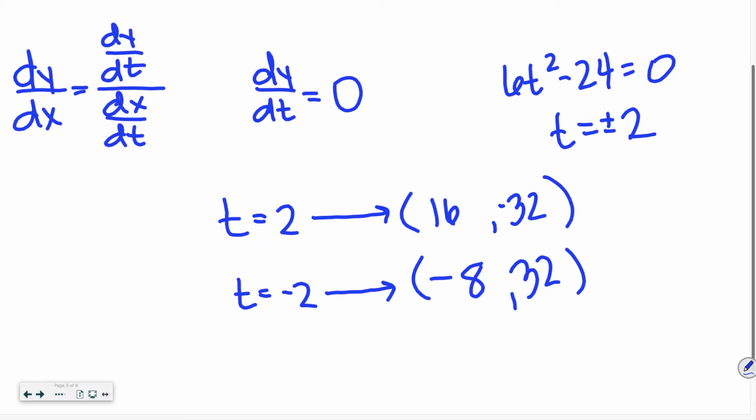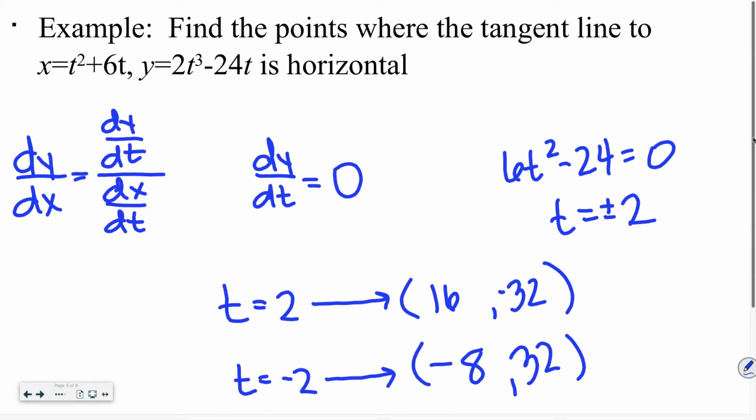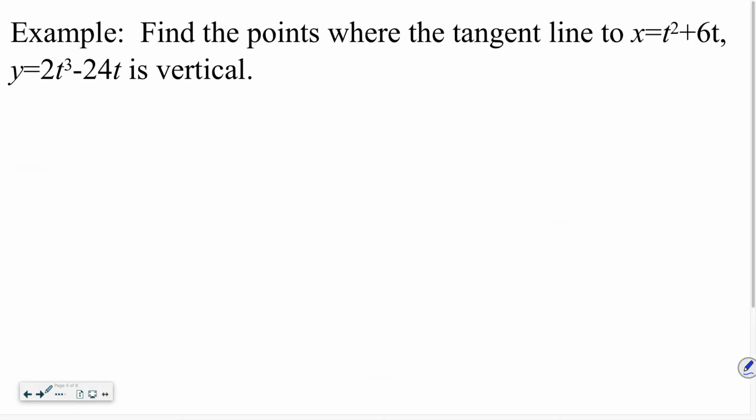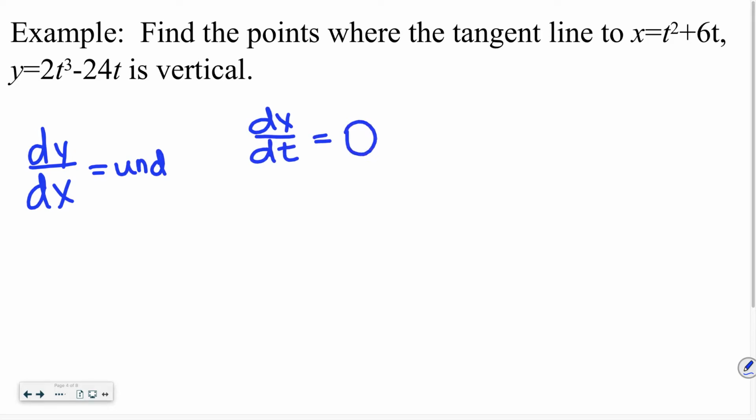Well, how about this? Here I asked you for a horizontal tangent line. So the next slide I'm going to ask us for a vertical tangent line, which yes means our slope is undefined, so our derivative is undefined. So specifically, if I want dy/dx to be undefined, then we want dx/dt to be 0.